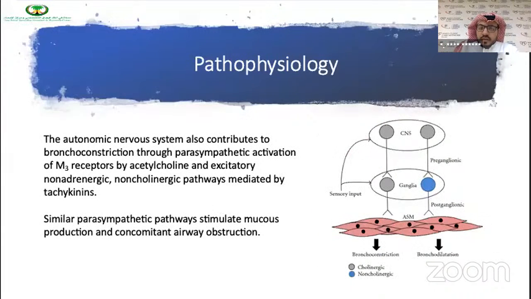What about the autonomic nervous system involvement in asthma exacerbation? It also contributes to the bronchoconstriction through the parasympathetic activation of M3 receptors by acetylcholine and excitation of non-adrenergic, non-cholinergic pathways mediated by the tachykinins. Similar parasympathetic pathways stimulate mucus production and also cause further airway obstruction.